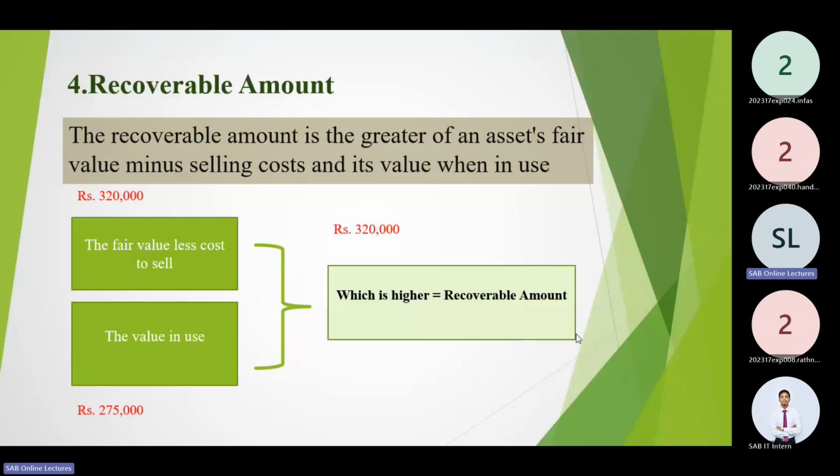So the most important thing is we only do the impairment if the carrying amount is higher than the recoverable amount. If the carrying amount is lower than the recoverable amount, we are not going to do any impairment.